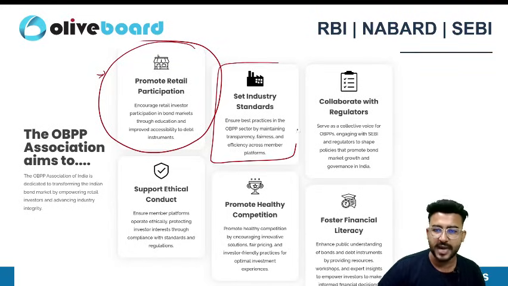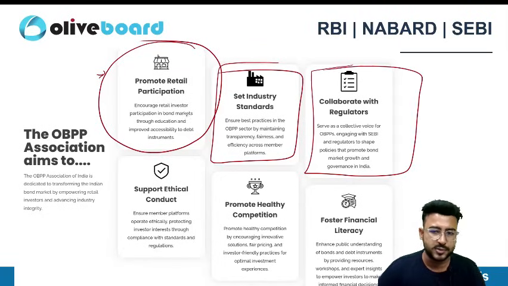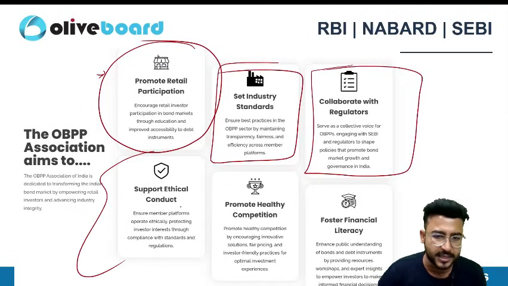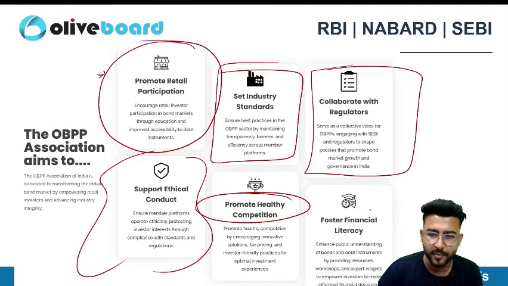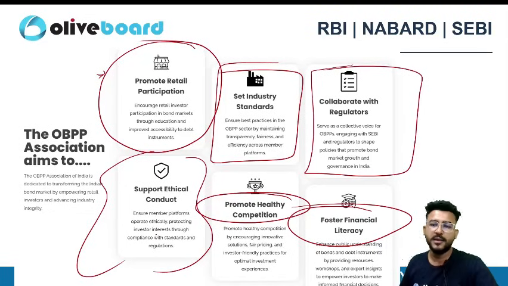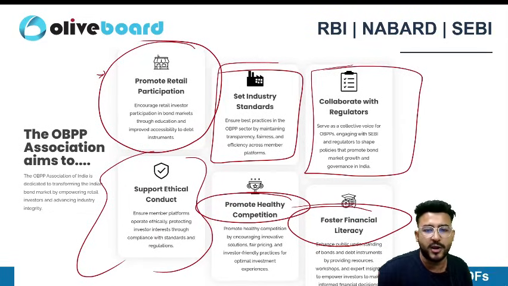Set industry standards. Just like any other country has a standardized market, we also need a standardized market here. They collaborate with regulators like SEBI to enhance the bond market. They support ethical conduct, promote healthy competition, and foster financial literacy. They are making people more and more aware about the bond market, right?